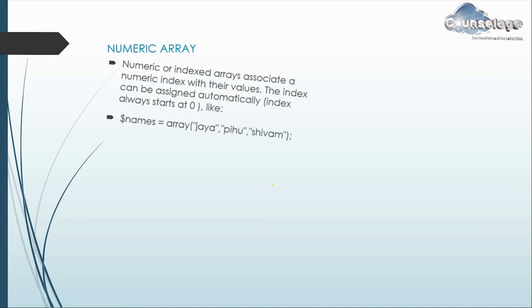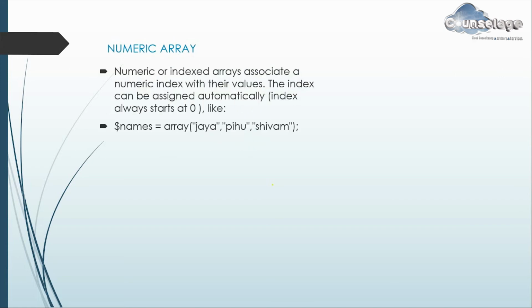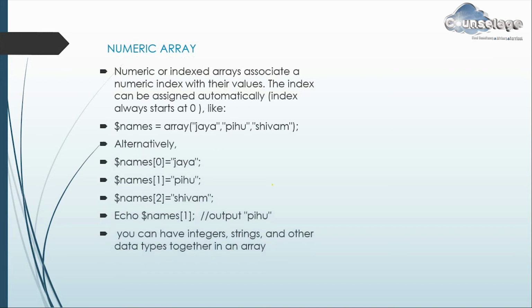Numeric array. Numeric or indexed arrays associate a numeric index with your values. The index can be assigned automatically. That is, the index always starts at 0, like $names = array(Jaya, Pihu). Alternatively, it can be written as $names[0], that is index position, equals Jaya, then $names[1] is Pihu, then echo $names[1], the output will be Pihu.